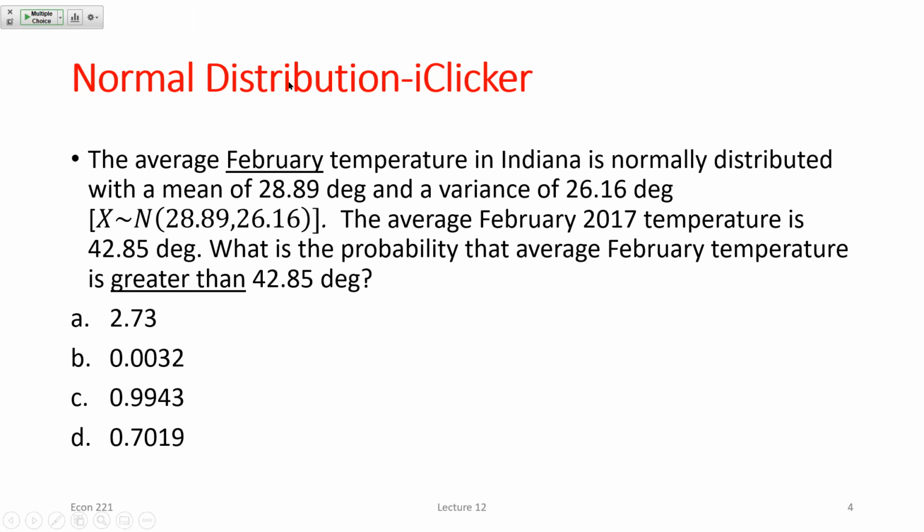So let's just draw this one out. I have this normally distributed variable. It's got a mean of what? 28 approximately. Mean 28.89. Variance is 26.16. So just to give you some context, my standard deviation would be the square root of 26.16, which I know is 5 point something small, 0.11.